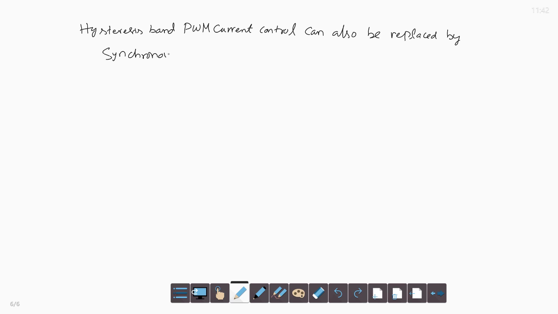Though we have shown only hysteresis band current control, this hysteresis band current control can also be replaced by synchronous frame current control.